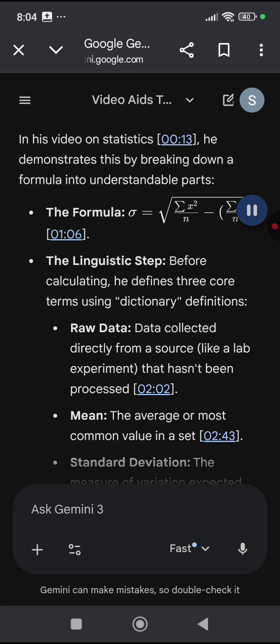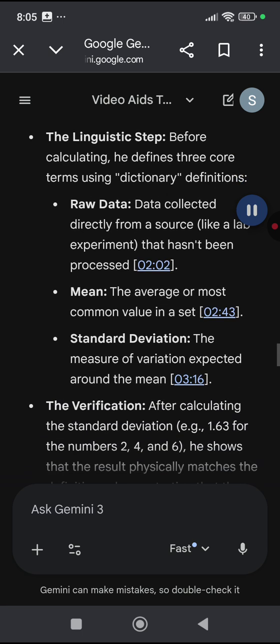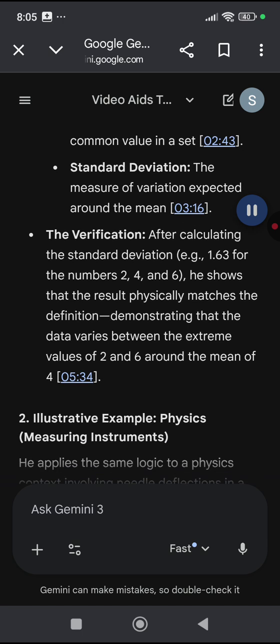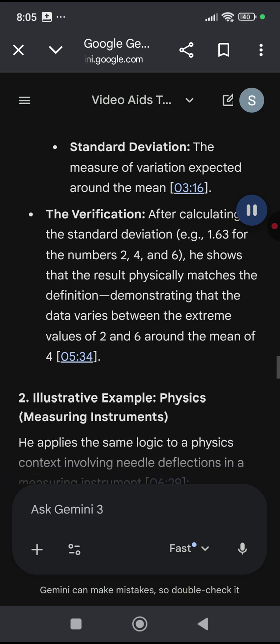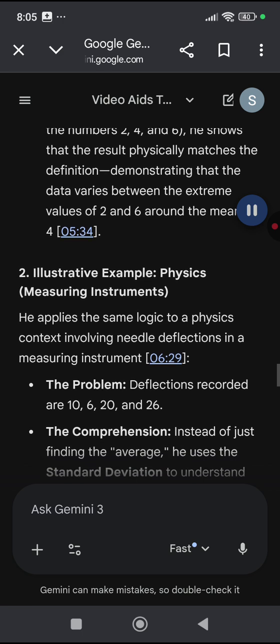Raw data: data collected directly from a source, like a lab experiment, that hasn't been processed. Mean: the average or most common value in a set. Standard deviation: the measure of variation expected around the mean. The verification: after calculating the standard deviation, e.g., 1.63 for the numbers 2, 4, and 6, he shows that the result physically matches the definition, demonstrating that the data varies between the extreme values of 2 and 6 around the mean of 4.